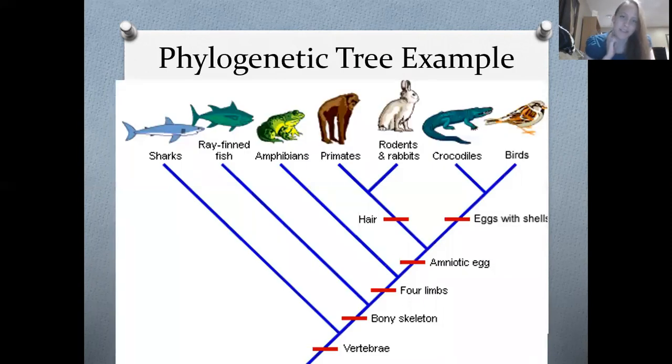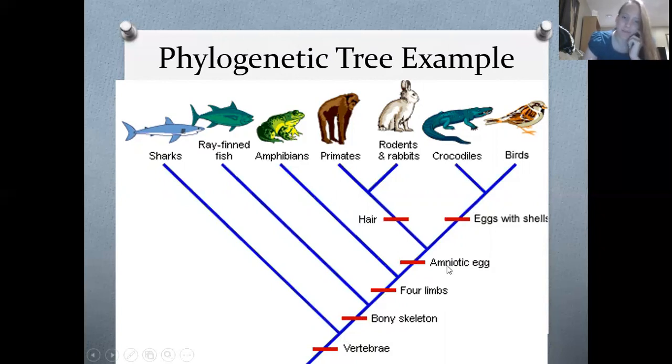So this is an example of a phylogenetic tree. At the base here, you would have some sort of ancestor, which was a vertebrate. And then it's essentially saying, okay, first we have the sharks evolve, then the skeleton evolved, so we got some of our fish, then four limbs evolved and we got our amphibians, then the amniotic egg evolved, so you're no longer laying an egg, but the egg is inside now.